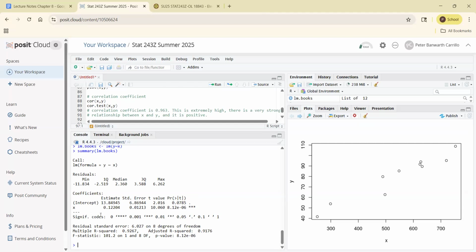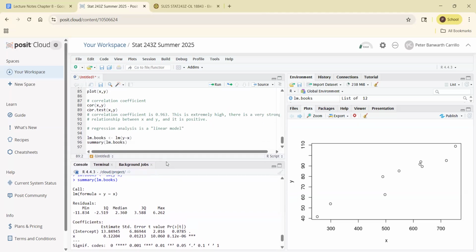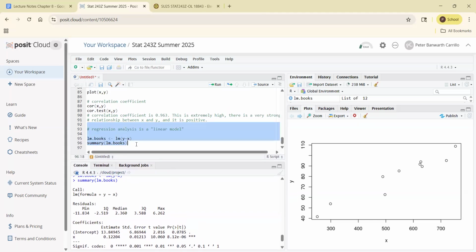And then it gives you a little bit more information. It doesn't tell you the correlation coefficient between x and y, so you have to do that separately with cor.test. But it does tell you something else, which is called the multiple r squared, which in this case is 0.9267. So I'm going to transfer all of this information into the notes and then define each of those pieces of information.